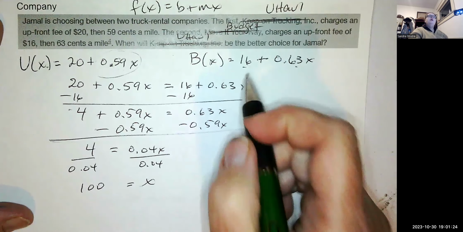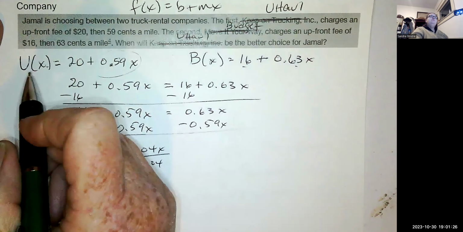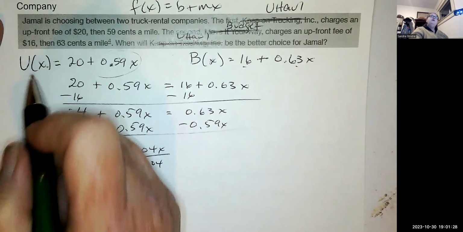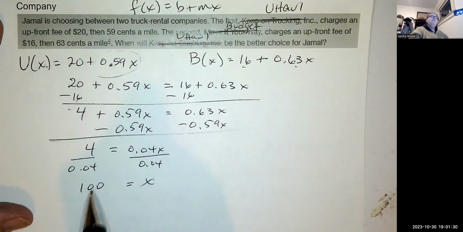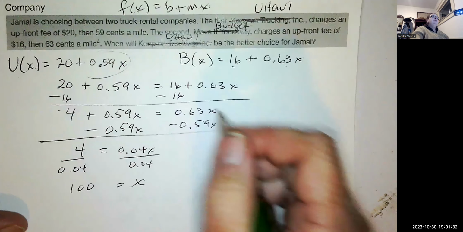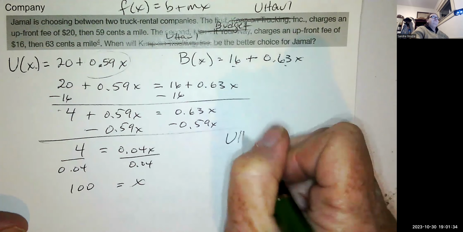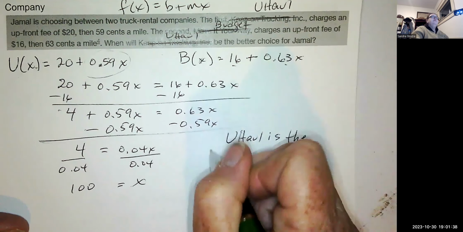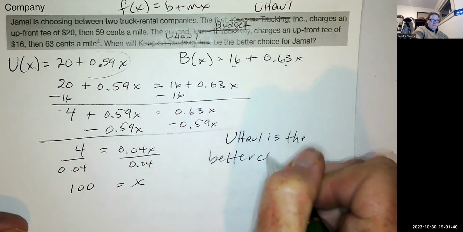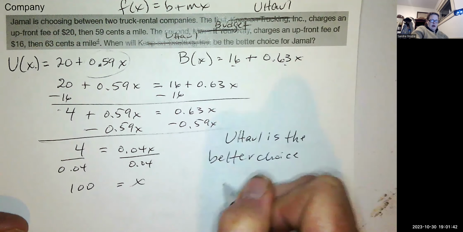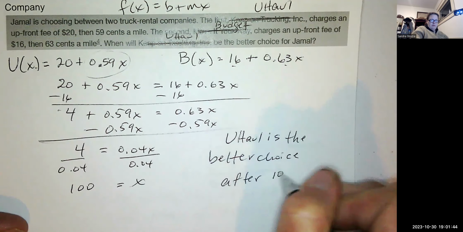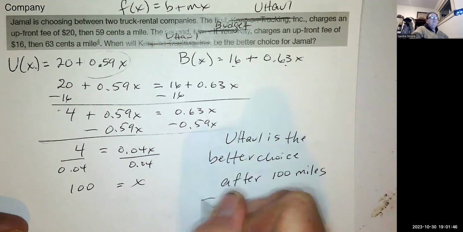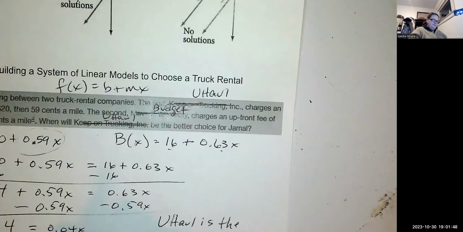So if you were just taking a truck across Jamestown, Budget's your guy. That's who you want to go with. But if you're going from Jamestown to Rochester, you're going to want to go with U-Haul because that's more than 100 miles. So U-Haul is the better choice after 100 miles. All right.